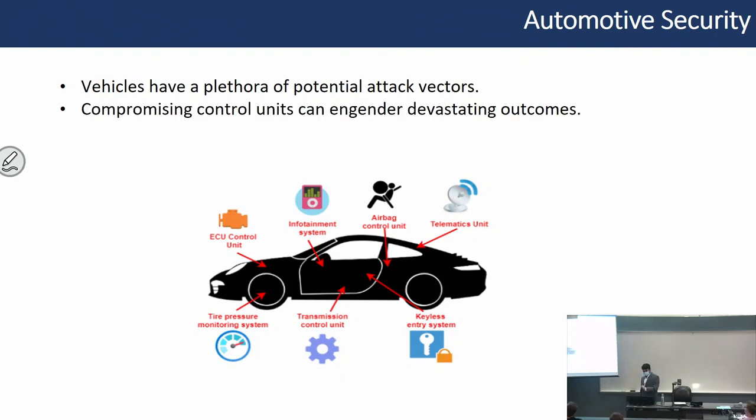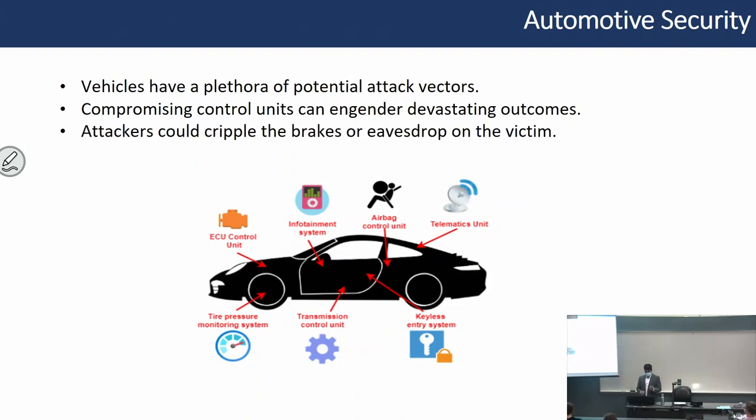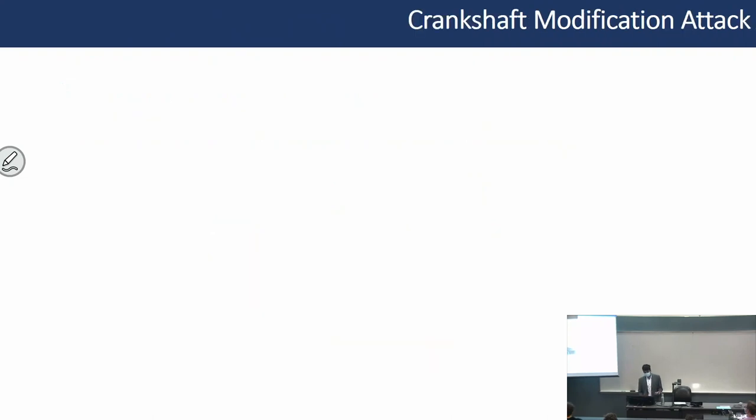So the worst thing that can happen is compromising the electronic control unit, or the ECU, right? Because the ECU is the main part that connects to the CAN bus in the car, and that connects to the brake and gas. So if somebody can hack into the ECU, you're doomed. So the attackers could cripple the brakes or eavesdrop on the victim. Let me show you one of the attacks that we developed in our lab.